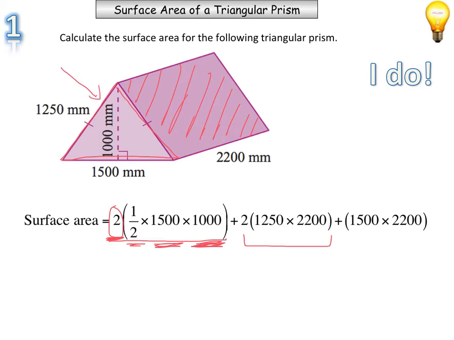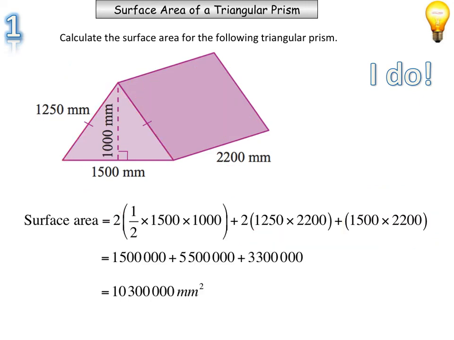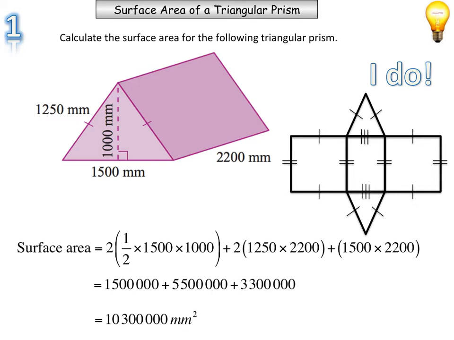So 2 times the area of the rectangle, and that measurement is the base. So underneath here is your 1500 times 2200. So the individual parts are worked out, then added together to get the total surface area, which works out to be 10,300,000 square millimeters. If you needed the net, we'll then draw that. Like I said earlier, it's probably easiest to draw the net and then work out the individual parts. In this case, we've got 5 faces.